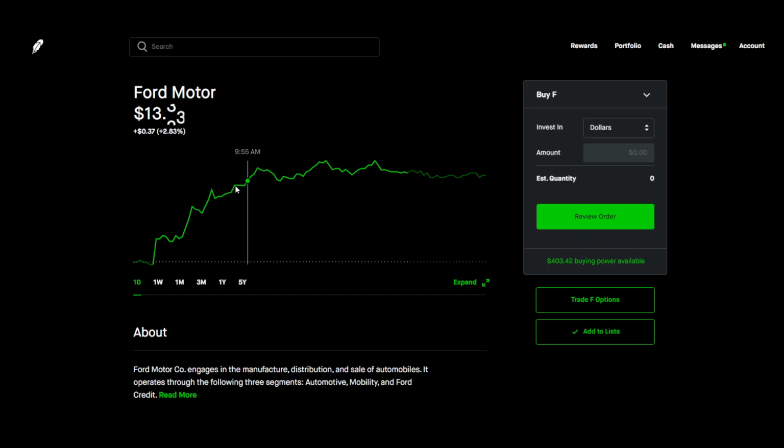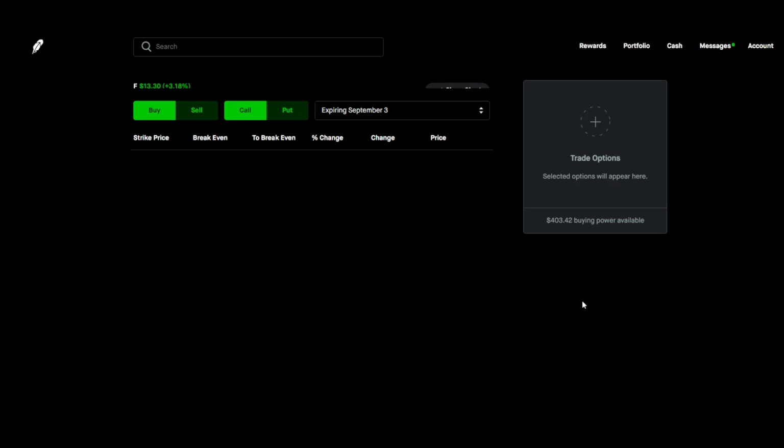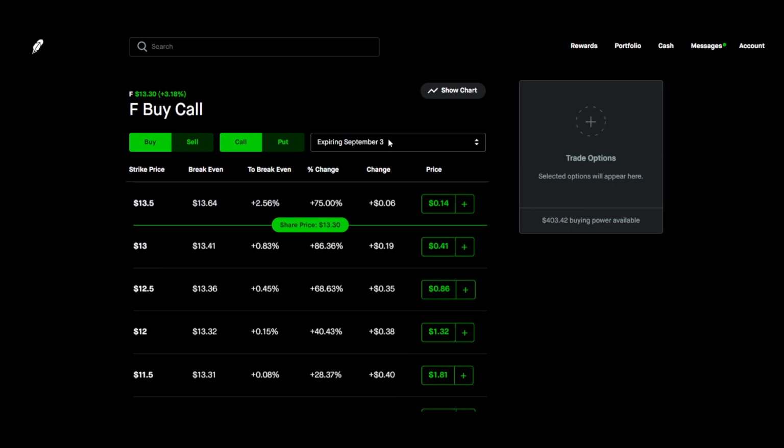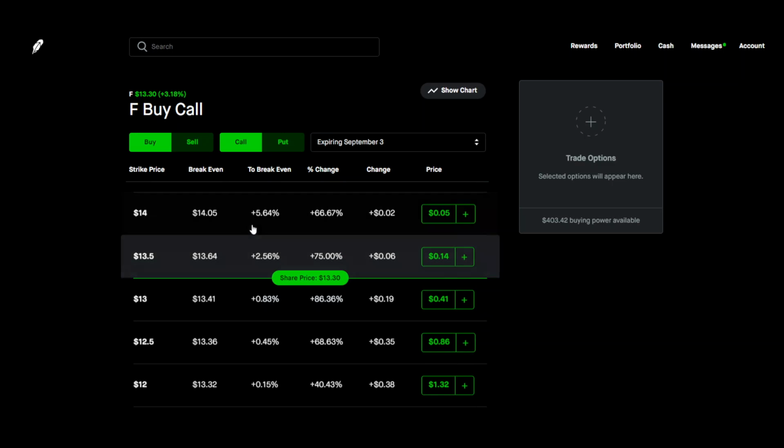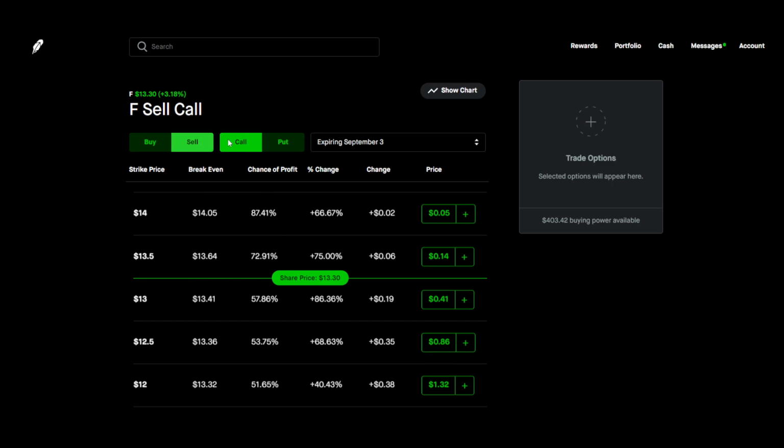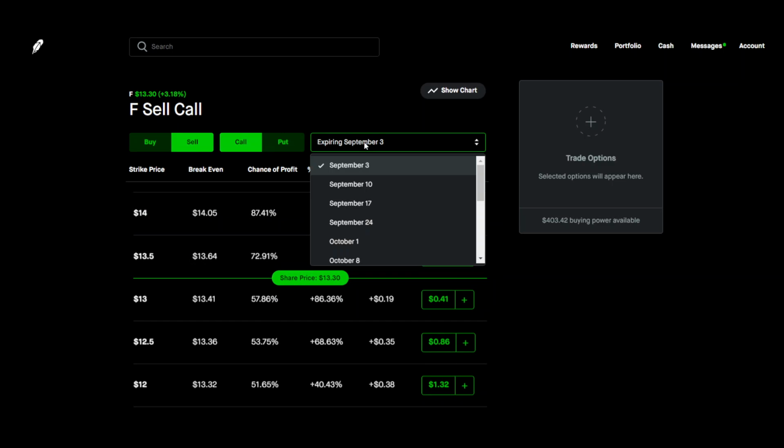So this is a great stock that we could do for this example. I would not copy this exact trade, but this is a pretty realistic stock that we could do it on. So you could copy this one if you'd like to. So let's come over here to trade Ford options. So this is going to be a butterfly. So first off, what we're going to do is we're going to sell a call where we think.